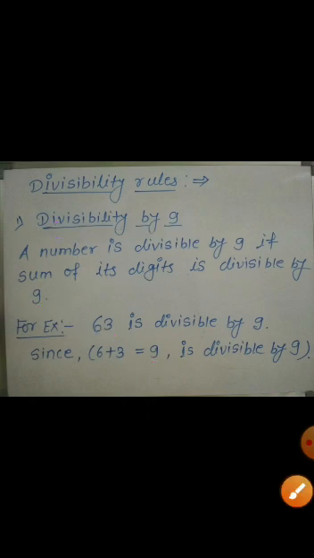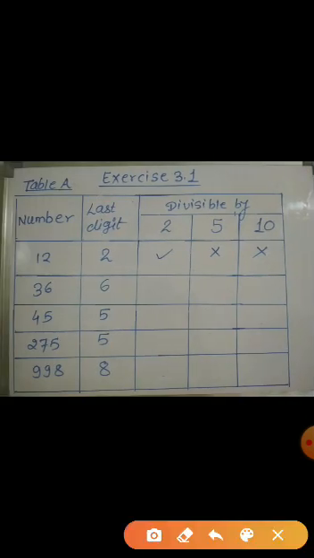Now, based on these divisibility rules, we have to solve exercise 3.1 given in your textbook. So, let's move to exercise 3.1. In this exercise, two tables are given to you, table A and table B. Let's see the first table.